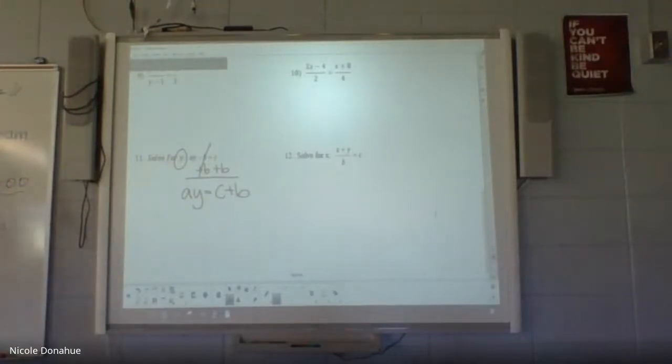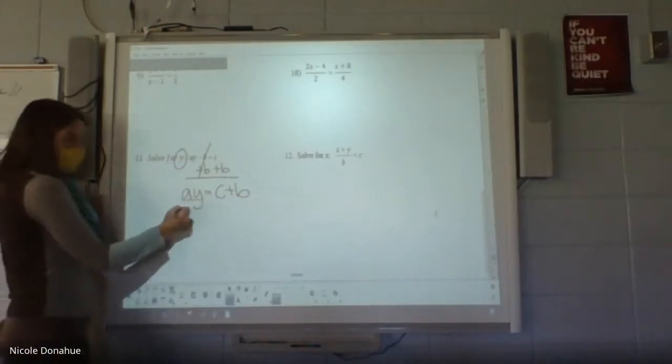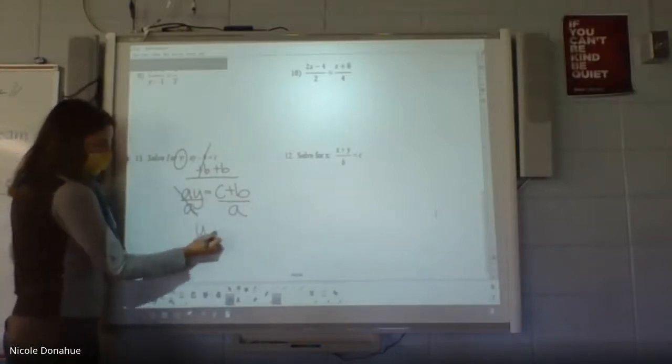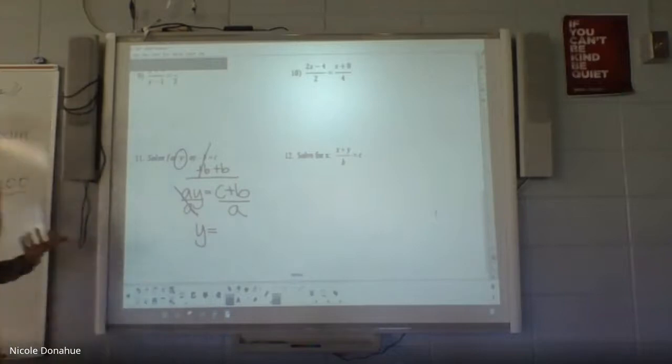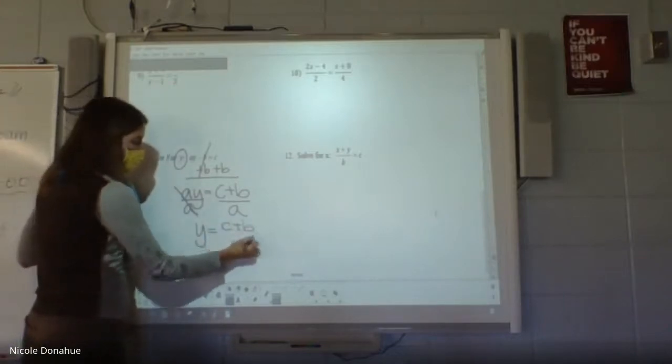So I'm trying to get y alone. A and y are being multiplied together. So to undo that, I'm going to divide by a. Now I can't divide each of those by a because they're not divisible by a that I know of. So I'm just going to leave it this way.